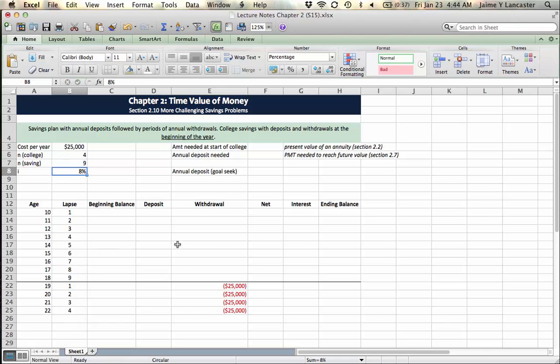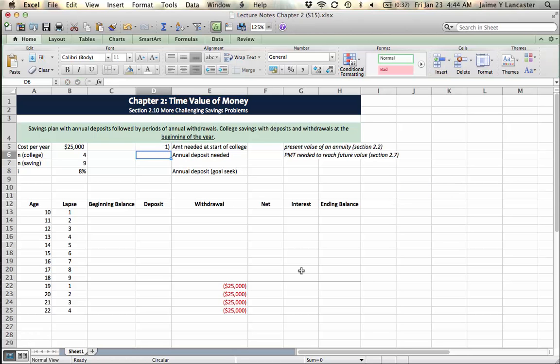So we do this problem in 2 steps, really. And to do these 2 steps, we're going to rely on section 2.2 in the book, which is present value of annuity, and then we're going to rely on section 2.7 in the book, which is using the payment function to solve future value problems. And we'll start with the amount that we need at the start of college.